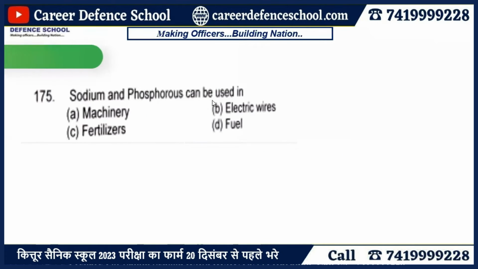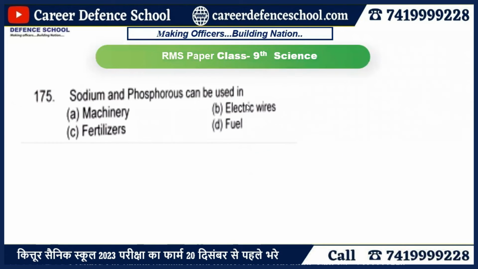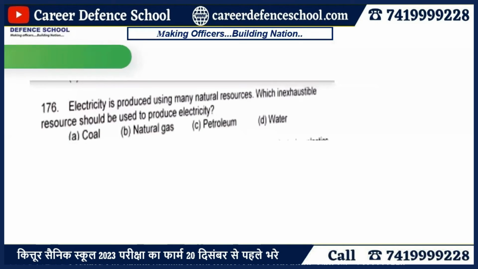Next one, sodium and phosphorus can be used in machineries, electric wires, fertilizers, and fuel. Sodium and potassium, sorry, phosphorus. They are used in machinery, electric wires, fertilizers, or fuel. So the answer for this question is fertilizers. Option C is the correct answer. Let's move on to the next one.